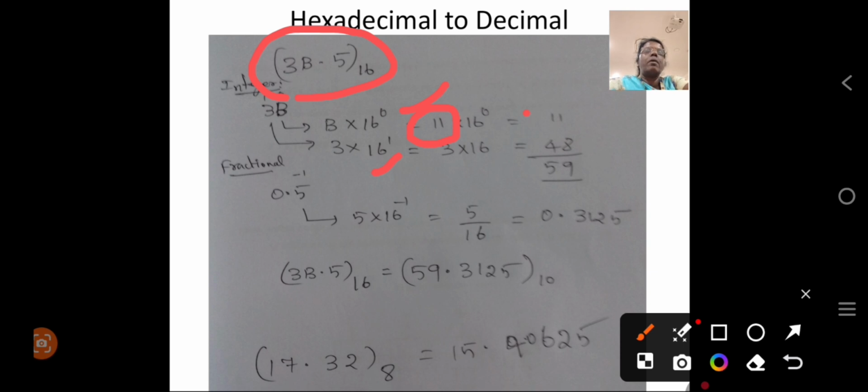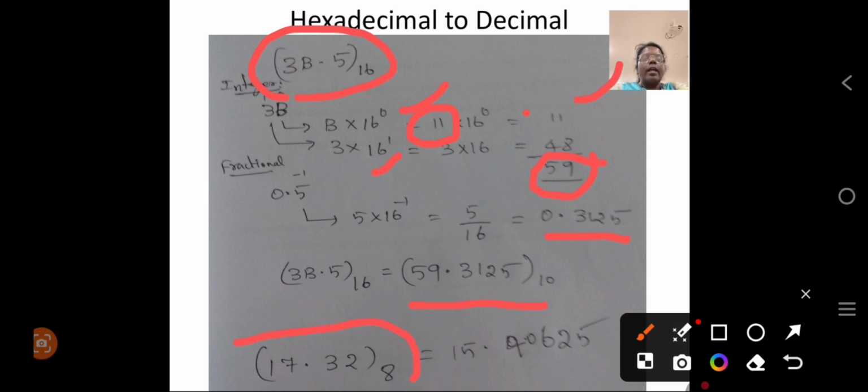So 11 into 16 power 0, and 16 power 0 is 1, so 11 into 1 is 11 only. Then 3 into 16 power 1 is equal to 48; 3 16s are 48. So 11 plus 48 will produce 59 as the decimal equivalent. Now 0.5 in the fractional part, that place value is -1, which can be multiplied: 5 into 16 power -1. So 5 by 16, that value is 0.3125. So 3B.5 in hexadecimal can be converted to 59.3125 in decimal.